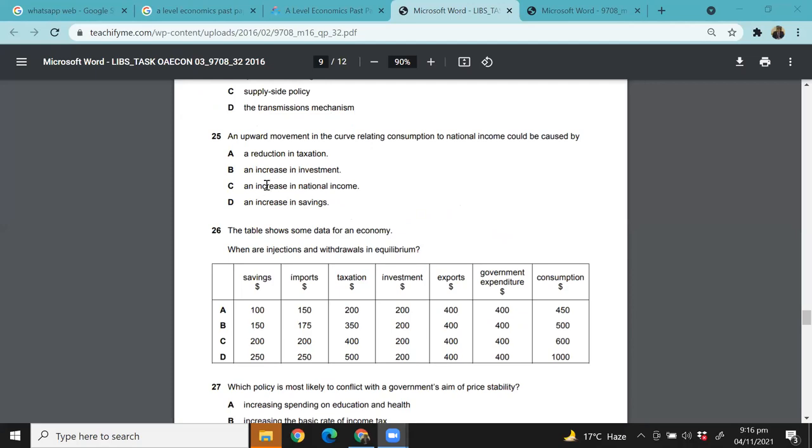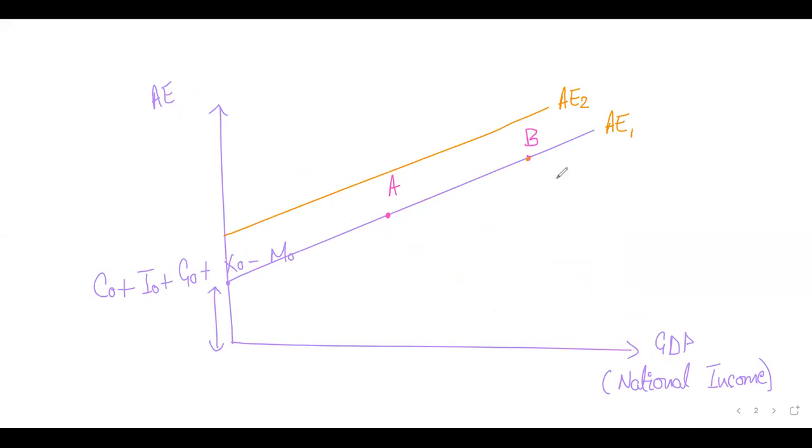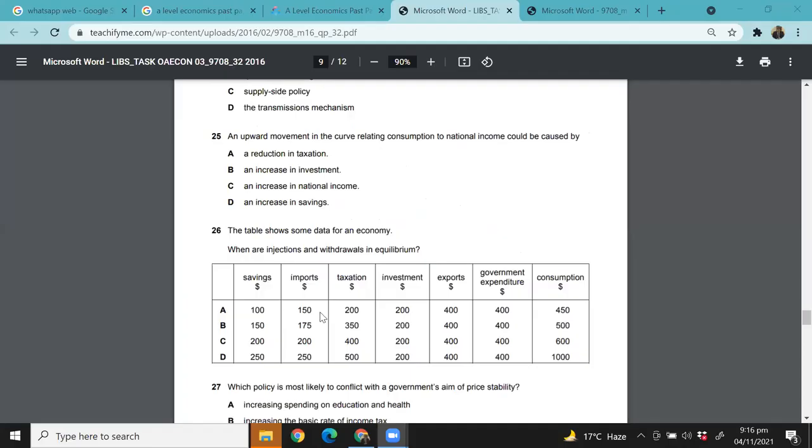Come on, students. You want me to show you the diagram again? What is the variable already on the axis for a movement along the curve? So moving from point A to B, not a shift, a movement from A to B. So what should be the answer now? No, increase in national income.